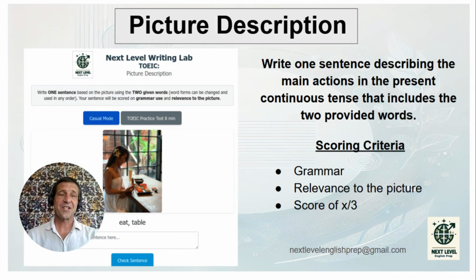Let's look at each section a little closer. Starting with the picture description. The task is to write one sentence based on a picture, using 2 given words. You can change the word forms, and you can use them in any order. Your sentence will be scored based on its grammar and how relevant it is to the picture.